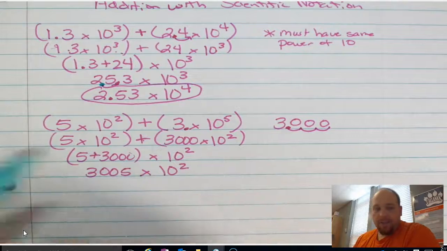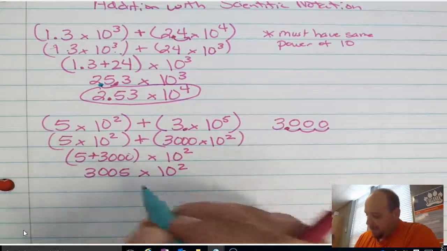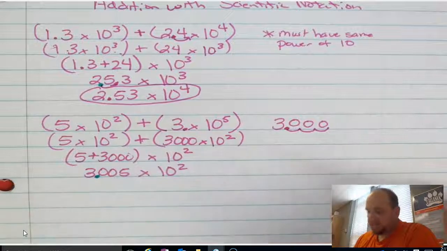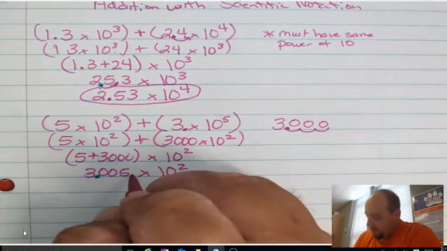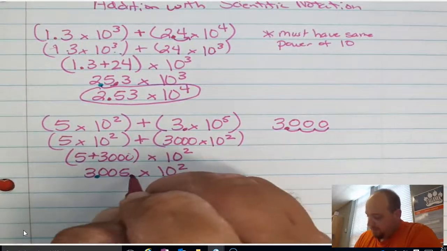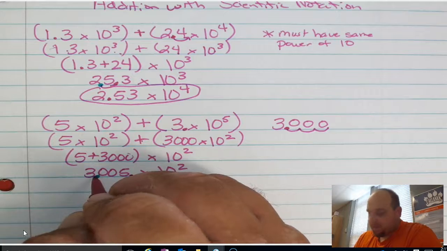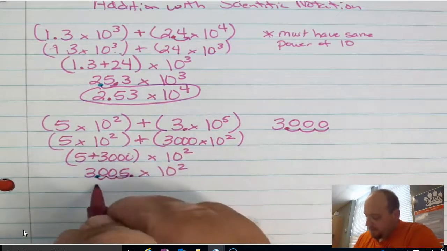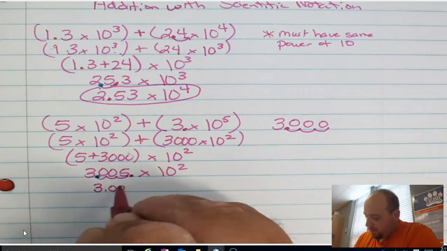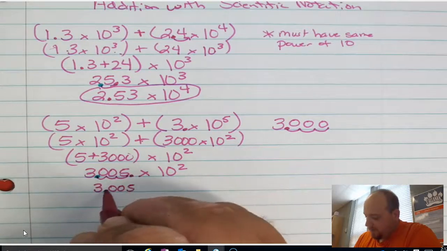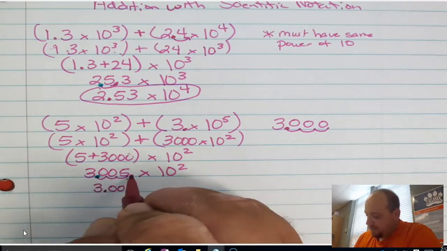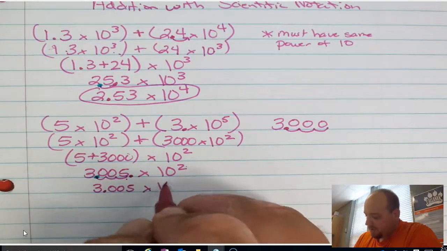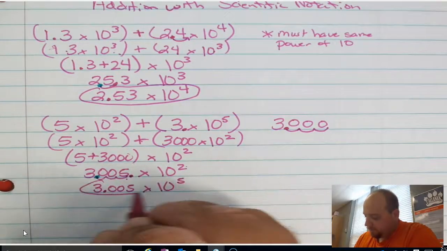I know that I don't want my decimal back here behind the 5. I want it right here between the 3 and the 0 for scientific notation, because that's the number that's between 1 and 10. So I'm going to move my decimal from that location right there behind the 5 to right here between the 3 and the 0. So I'm going to count 1, 2, 3. So that's going to give me a new number of 3.005. I moved it 3 spots to get over here, so I'm going to have to add 3 to the exponent. So 3 plus 2 gives me the answer of 5.